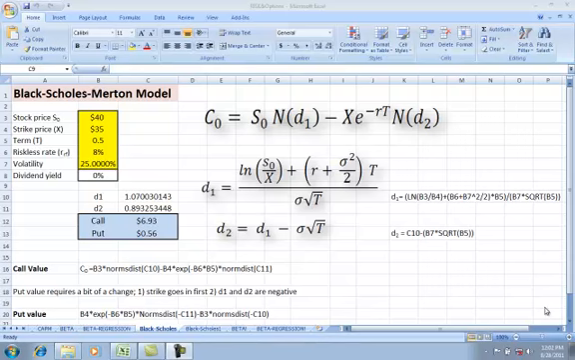Now many traders today use the put-call parity instead of this model. The put-call parity for a non-dividend paying stock is the call price equals the put plus the stock price minus the present value of the strike price. Now with dividends, I would also subtract the present value of the dividends. I will give you these equations in the weekly overview.